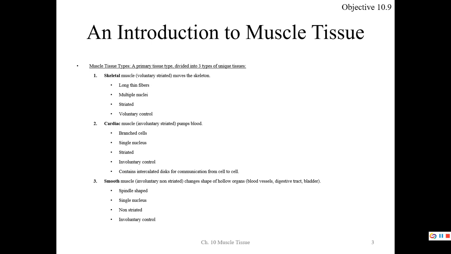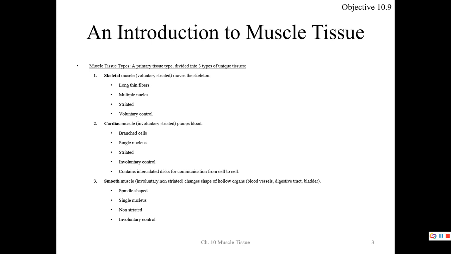Now, when we look at the characteristics of skeletal muscle, we're going to see it's very long, thin fibers. Okay, we remember talking about that. Remember that it had multiple nuclei for every cell, more than one nucleus. We'll see why that is the case in this lecture. We're going to see that it is striated, and we're going to see why those striations happen. And then we're also going to see this idea that it is voluntarily controlled. Okay, we got to remember that.